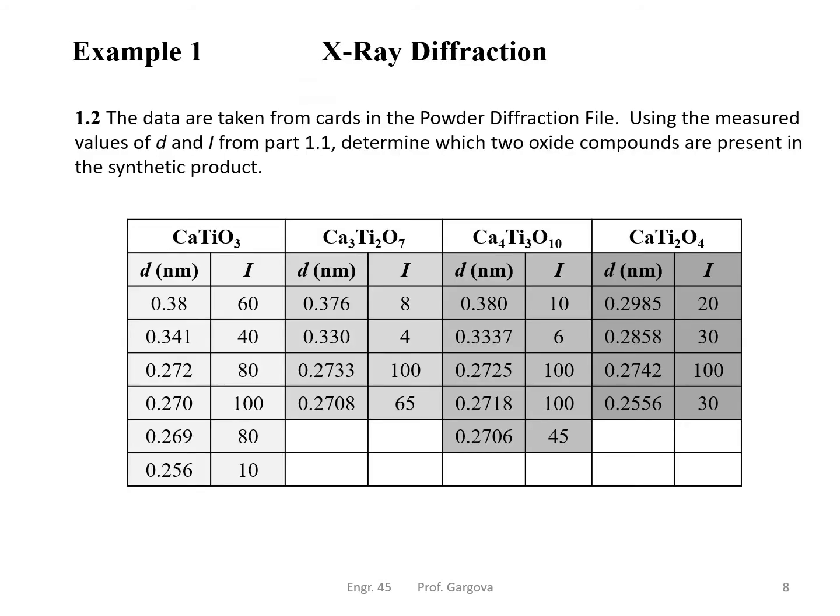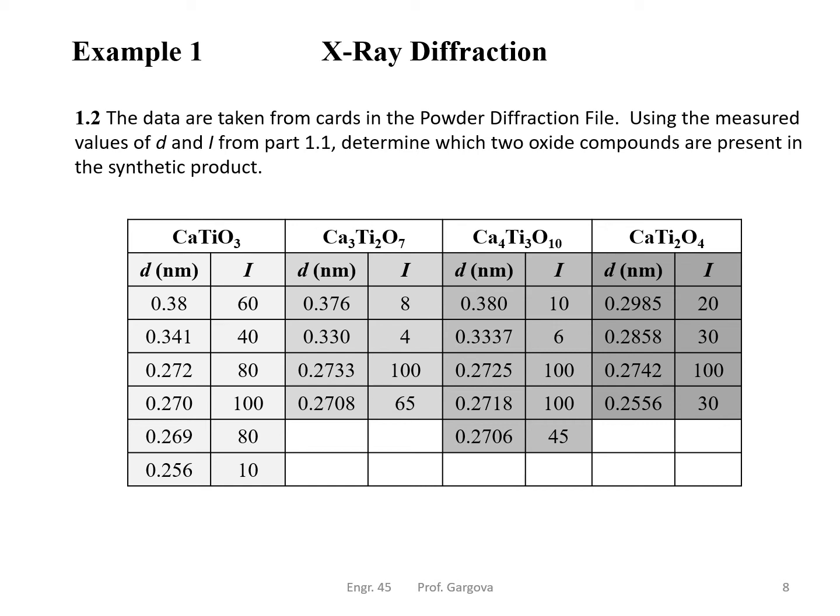So for the second part of this question, it says the data are given from cards in the powder diffraction file. Using the measured values of D and I from part 1.1, determine which oxide compounds are present in the synthetic product. So apparently the product is composed of more than one type of calcium titanate oxide. So I guess this is a table, and it gives you the D or the D spacings and the I, or the relative intensity.